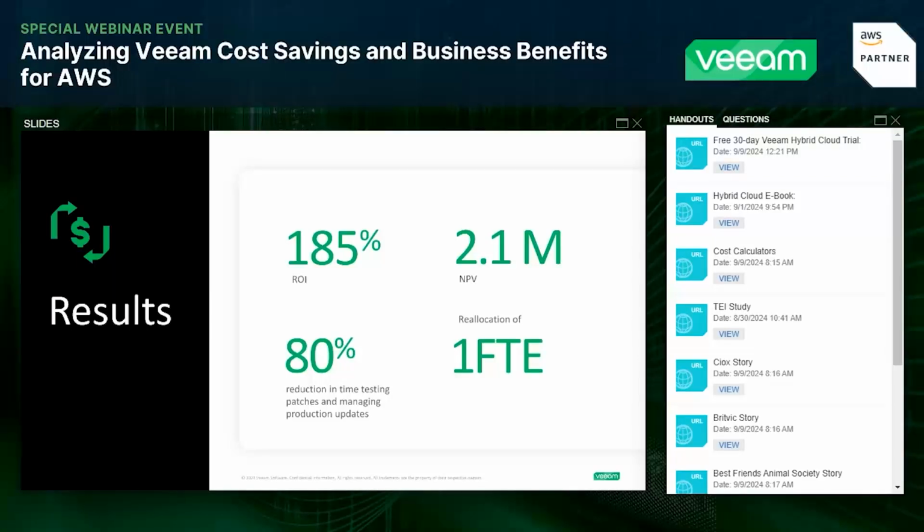And then the next one, it might not seem like a big deal or exciting, but I think it's one of the biggest ones because it saved 80% reduction in time testing patches and managing production updates. And the next, it solved the need for having a simple solution that gave them eyes across their entire hybrid cloud environment. And we all know that testing is not necessarily a fun part, but it's necessary since checking and testing your environment is crucial for maintaining a secure environment.